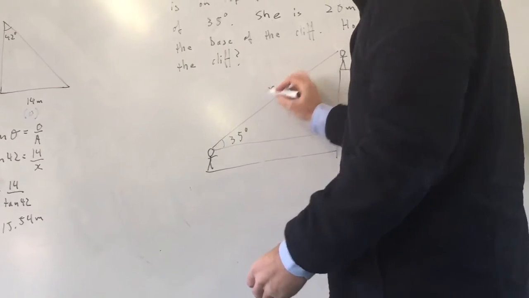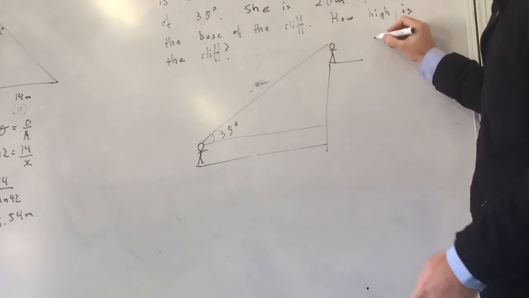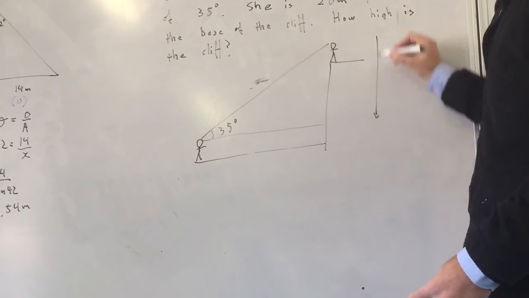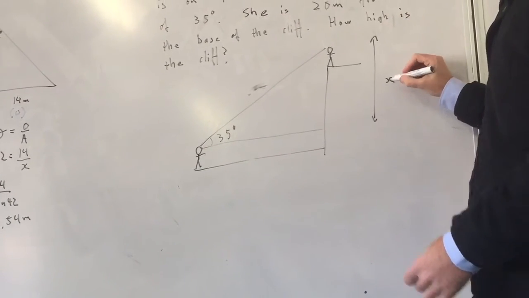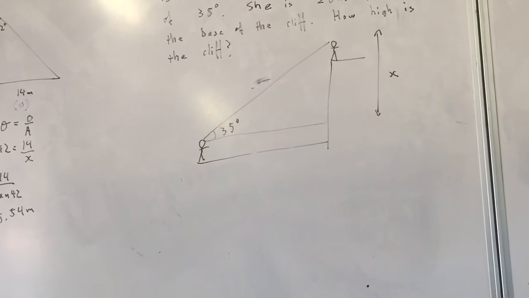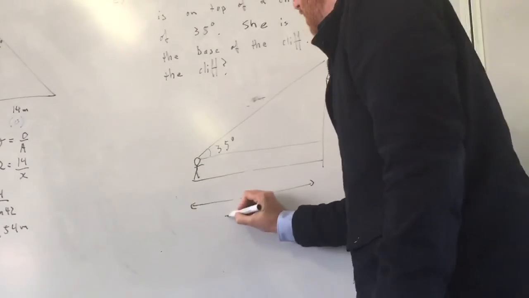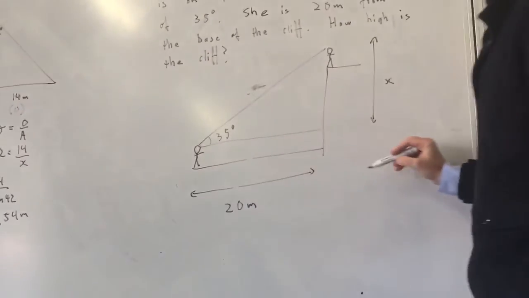How high is the cliff? It's this length here, isn't it? So this length here represents the height of the cliff. What's the other bit of information that we do know about that? 20 metres. Yeah, we know that this length here is 20 metres, don't we? So if we know that's 20 metres, we know that's x.